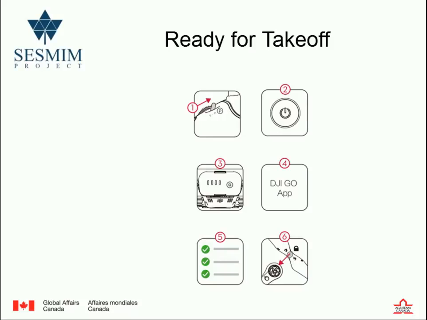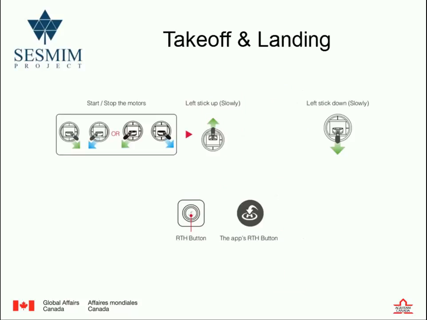Okay, so when you're done, you take the props off, put it in the box and all that kind of stuff. Remember, to start and stop the motors, you bring in the two joysticks, in and down. So it's in and down or in and out. Either will work, but it's both down. And then lift the joystick up to increase the throttle. In an emergency, there's the return to home button.